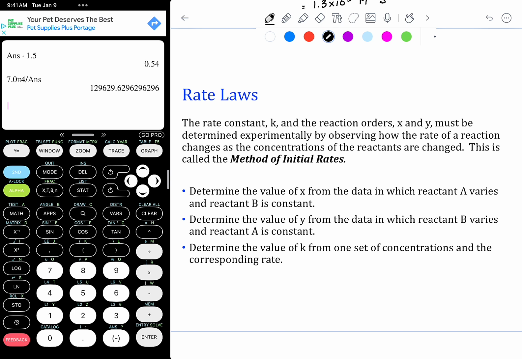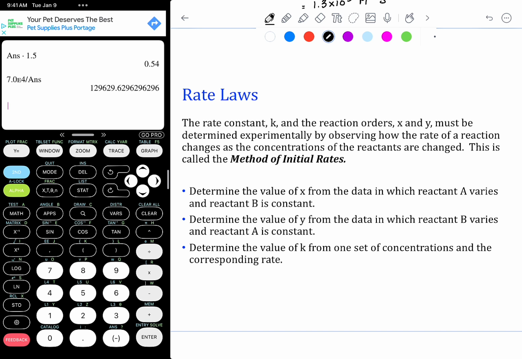And we can see how those two values relate. This is called the method of initial rates. The basic premise around that is a three-step process. First, we want to determine the value of X, which is our reaction order, from the data in which reactant A varies and reactant B is constant.